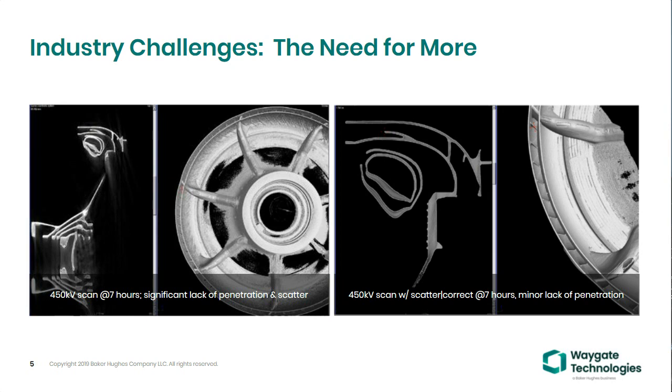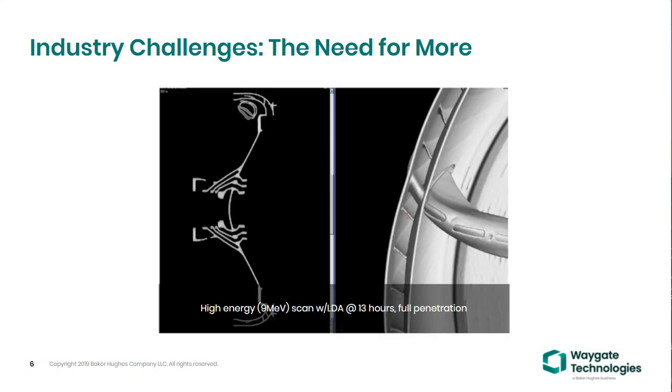And you can tell that the internal data is improved and we're able to reduce the scatter, but you still have lack of penetration in certain areas for key features. Early on, we figured out that if you scan this with high energy, and a lot of high energy systems out there are with LDAs, that makes it a slow scanning process, building that line by line. So you're able to achieve the image quality that you need.